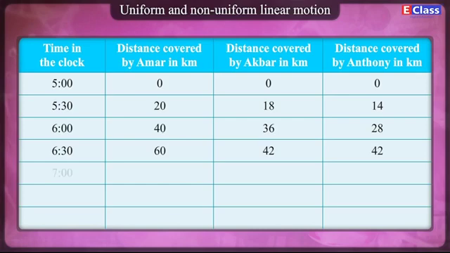Time in the clock 7. Distance covered by Amar in kilometers 80. Distance covered by Akbar in kilometers 70. Distance covered by Anthony in kilometers 56. Time in the clock 7:30. Distance covered by Amar in kilometers 100. Distance covered by Akbar in kilometers 95. Distance covered by Anthony in kilometers 70.